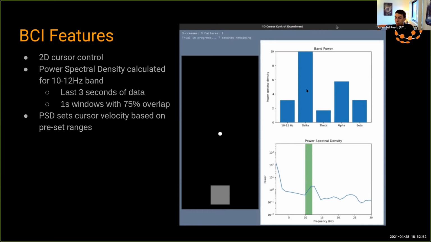On the right, again, the one to focus on is the 10 to 12 hertz. That's what's informing the cursor velocity. But these are your other common brainwave ranges. And this is a frequency domain plot of the power spectral density, with the green highlighting the 10 to 12 hertz that we're looking at.